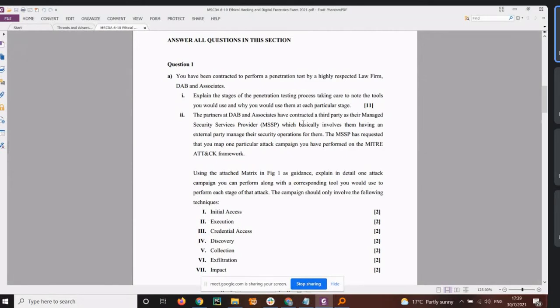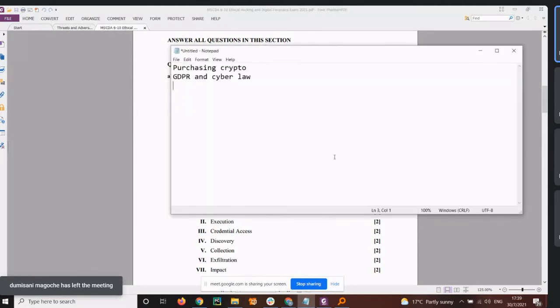So in this question, what would basically be required is to state, within the context of the company that you're doing the pen test for, DAB and Associates, with respect to information gathering, what tools would you use? One example is theHarvester. I guess that means one of the groups will have to present this in the presentation. So there's a tool.